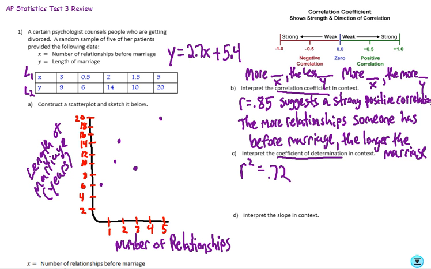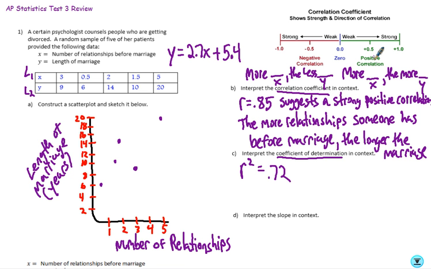Part C says interpret the coefficient of determination. What this does is different than R, right? Our R value tells us whether it's a strong connection or a weak connection, and is it increasing or decreasing? What the R squared gives us is a measure of accuracy, confidence in our model making the prediction. So an R squared of 0.72, similar to R, the closer to 1 the better, or the stronger.